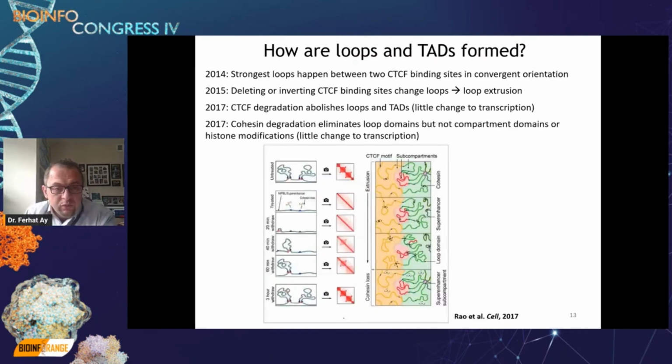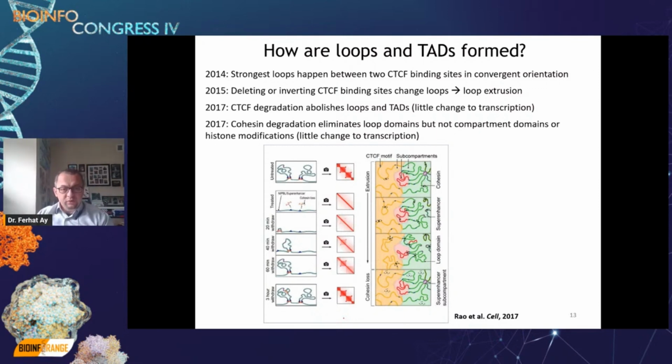So when you go into cohesin, which is what extrudes these loops, and it's a huge complex, so you really need to look at its individual components and knock down some of its subunits. What you're seeing is again, it does eliminate loops. Compartments are not touched as much.